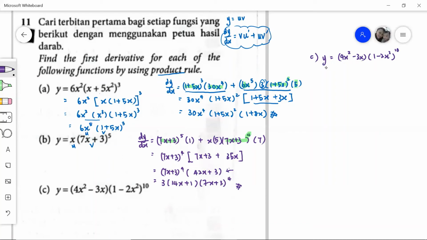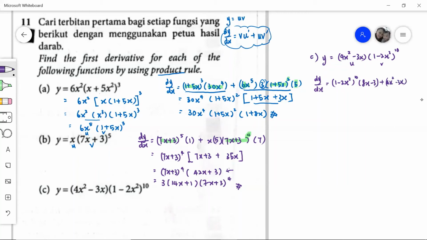So this one I factorize, but this one I don't. So what do we do? We just mark down this is u, this is v, and then we differentiate using the product rule. So therefore, dy by dx will be: stay v, 1 minus 2x squared raised to the power of 10, differentiate the u. So we have 8x minus 3, plus stay u, which is 4x squared minus 3x, and then differentiate the v.